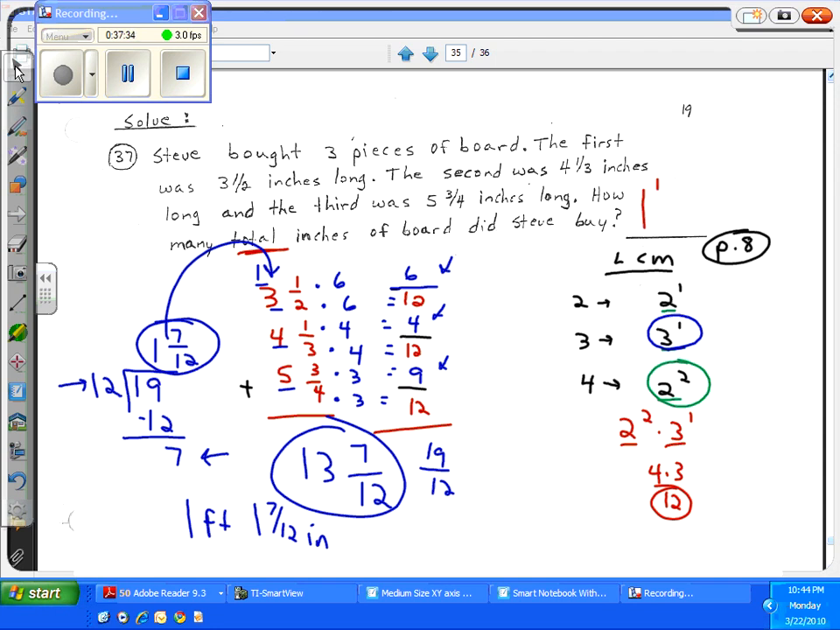And a foot is a 1 ditto mark, and inches is a 2 ditto mark. And so we could say 1 foot 1 and 7/12 inches like that.